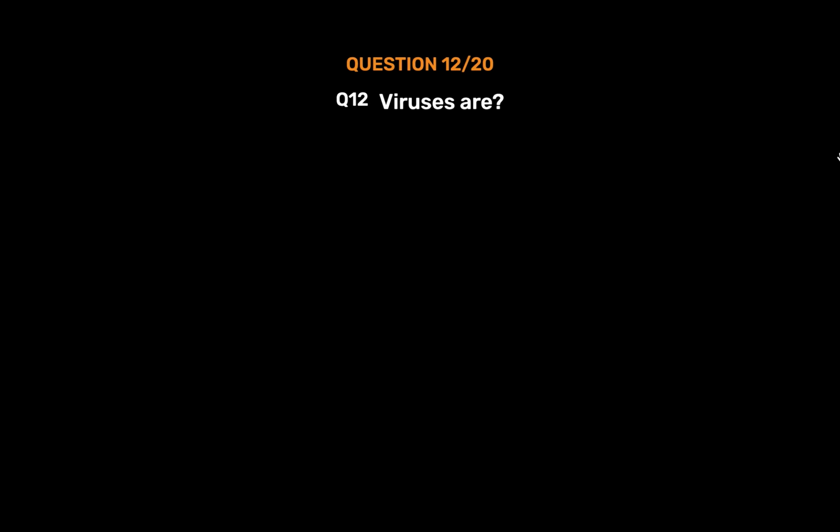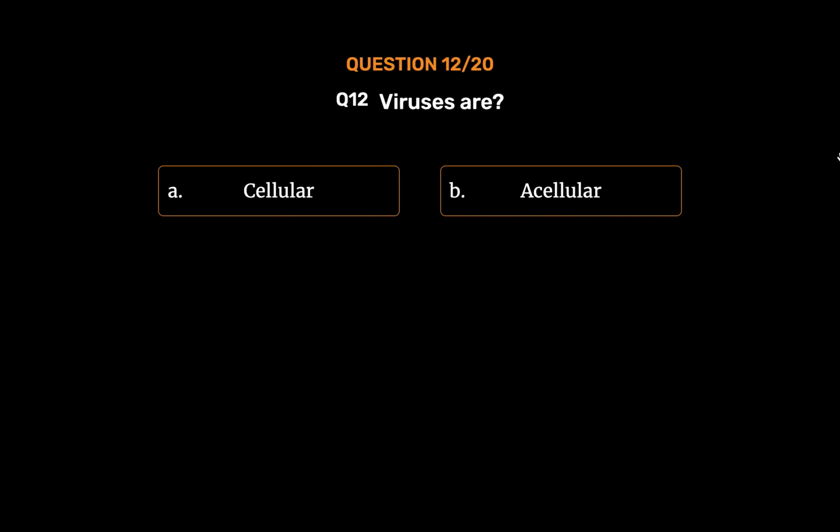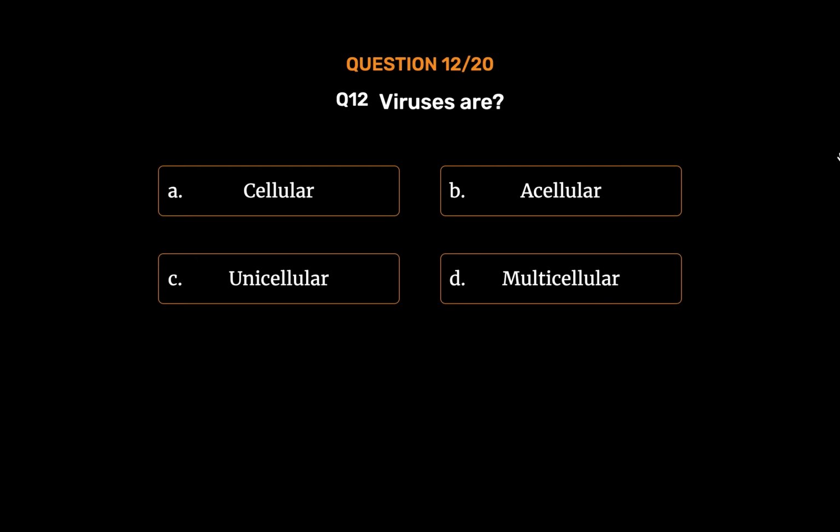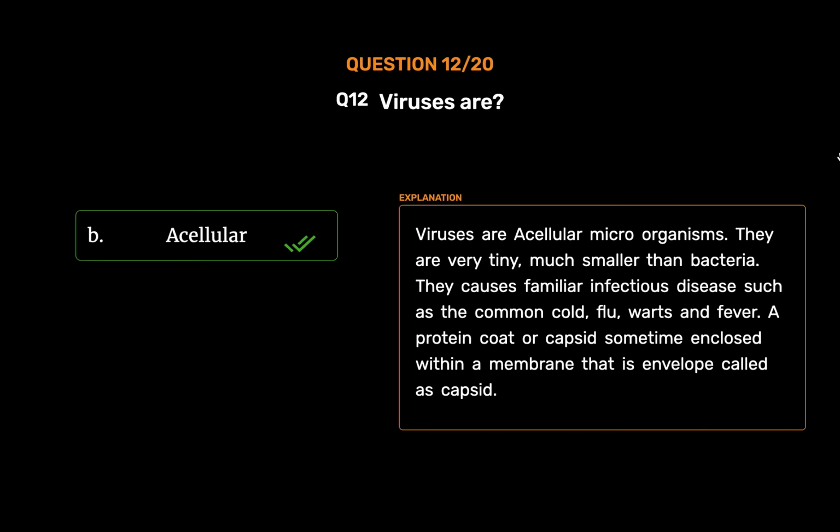Question number 12. Viruses are: option A, cellular; option B, acellular; option C, unicellular; option D, multicellular. The correct answer is option B. Acellular. Viruses are acellular microorganisms. They are very tiny, much smaller than bacteria. They cause familiar infectious diseases such as the common cold, flu, warts and fever. A protein coat or capsid, sometimes enclosed within a membrane called an envelope.